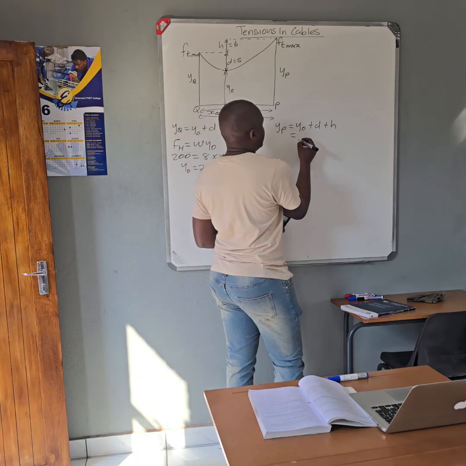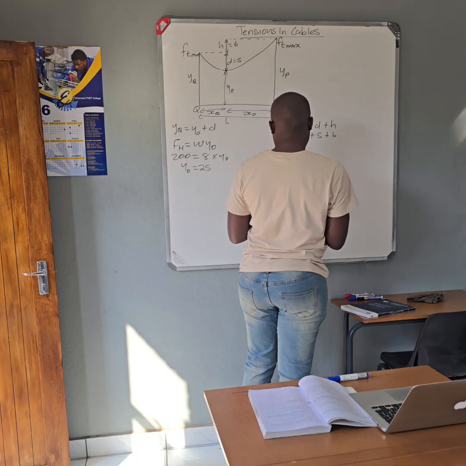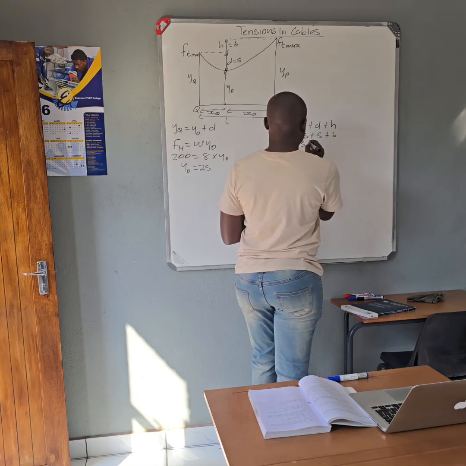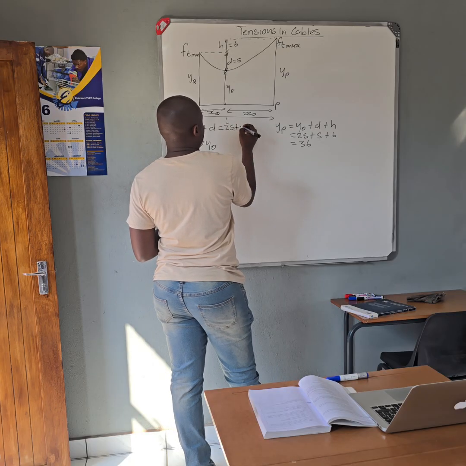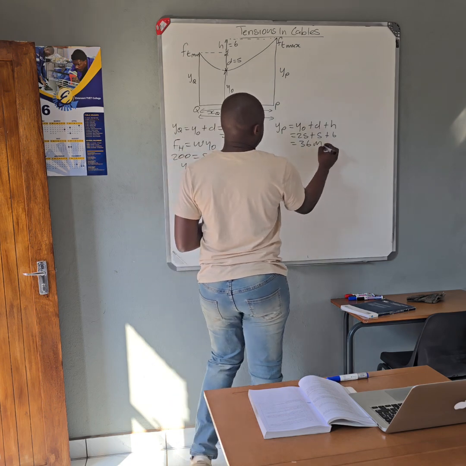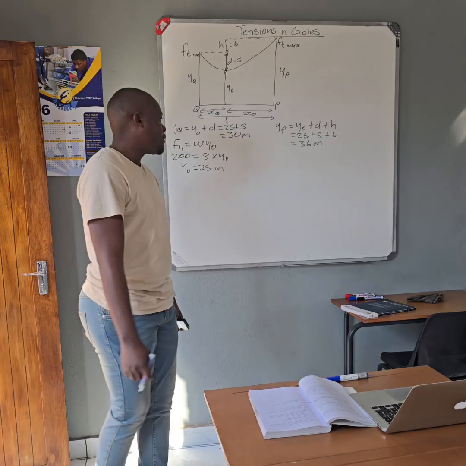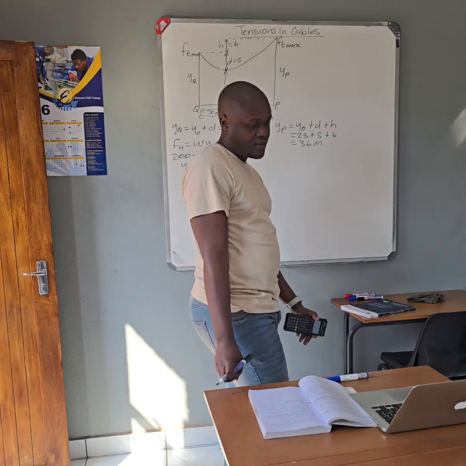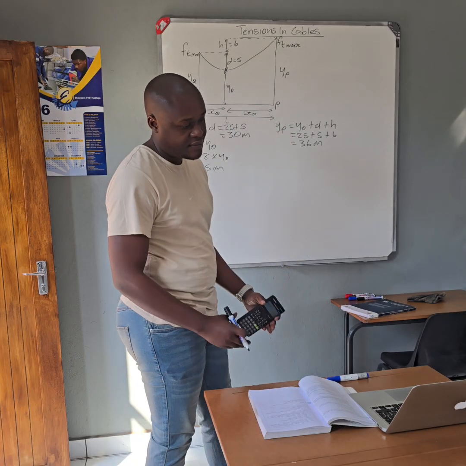So here, 25 plus 5 plus 6, we find 36. And 25 plus 5, here we are going to get 30 meters. So now that we have YP and YQ, we can now calculate the tensions that we want.